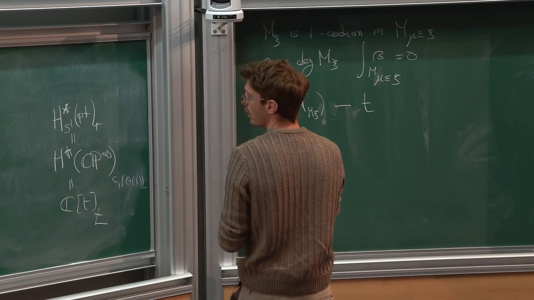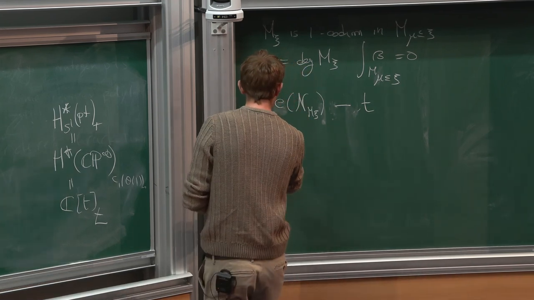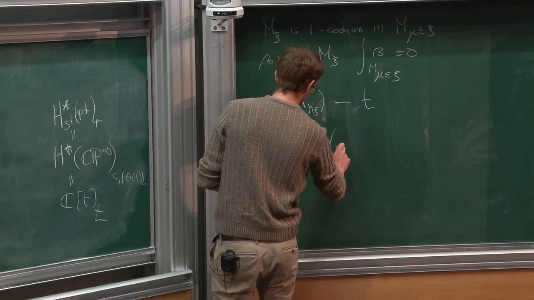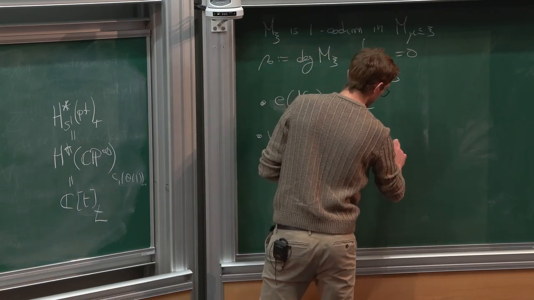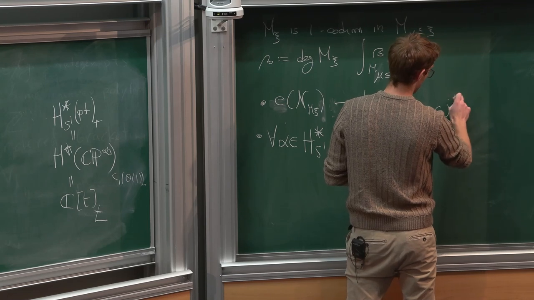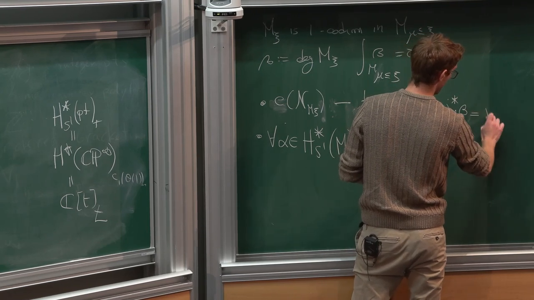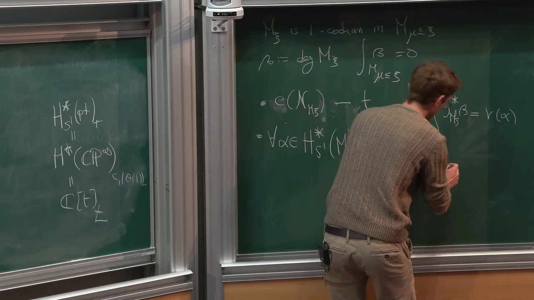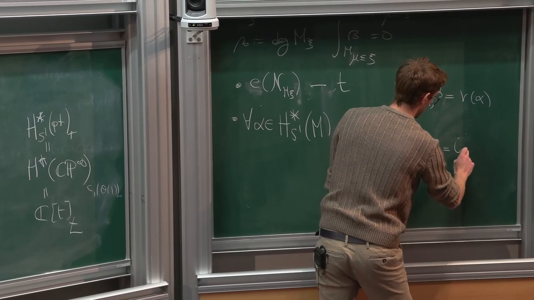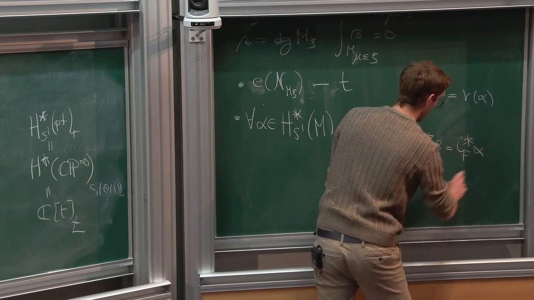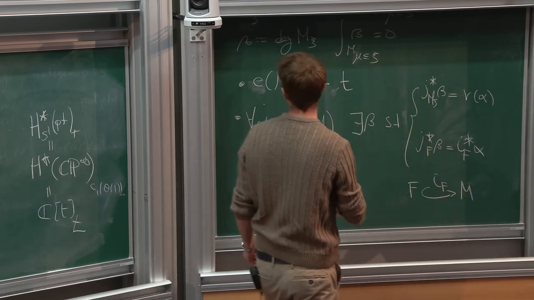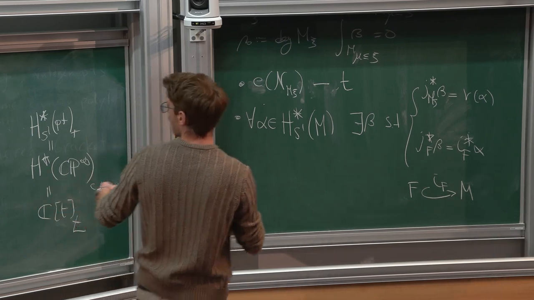And some other things you can do is that you can check that for every alpha, equivariant cohomology class in M, there exists a beta such that the pullback of beta is equal to R of alpha, the pullback over the symplectic reduction, and the pullback over the fixed points of beta is actually the pullback of alpha, where this time you're looking at your fixed loci inside the original manifold. Okay? And so let's write again what this is.